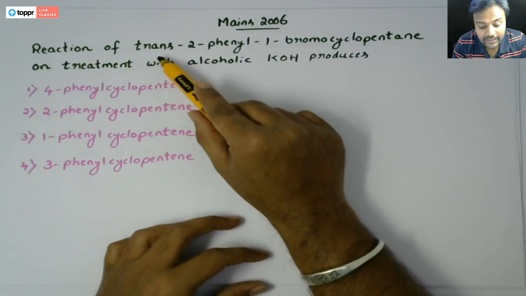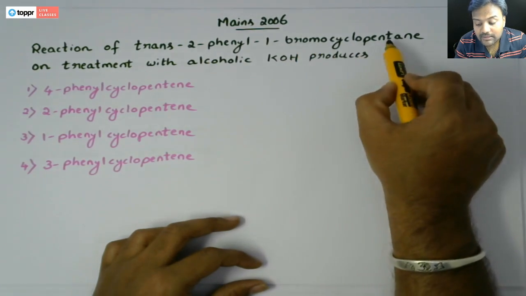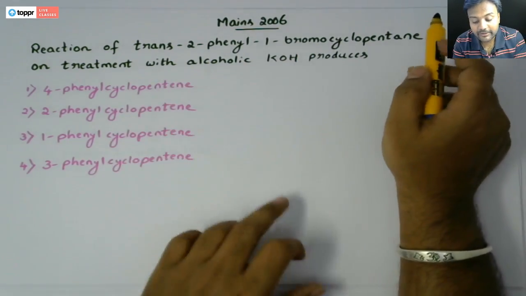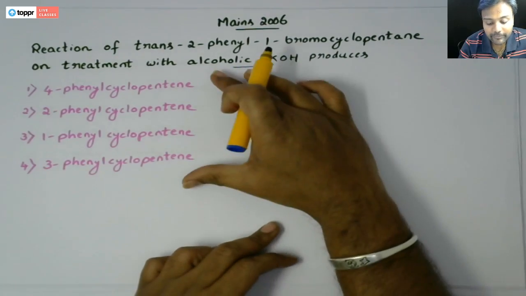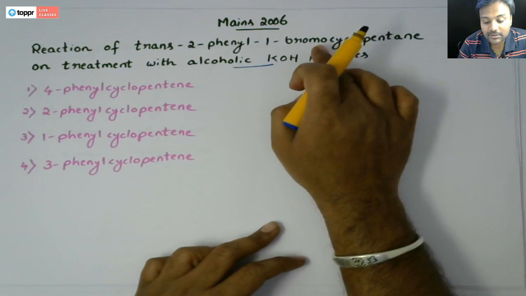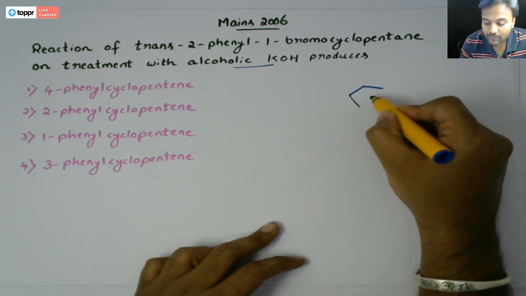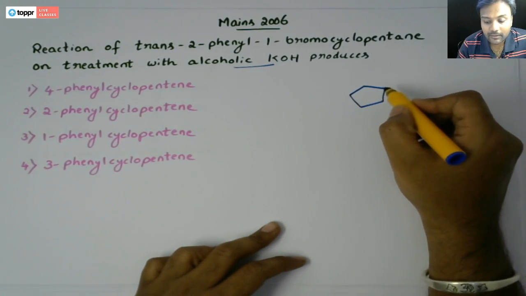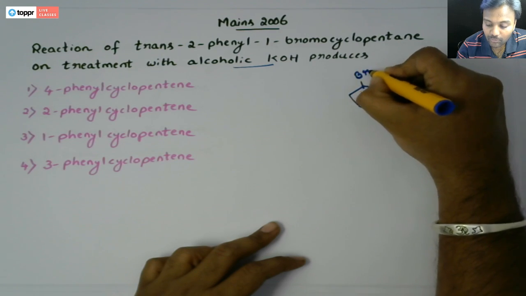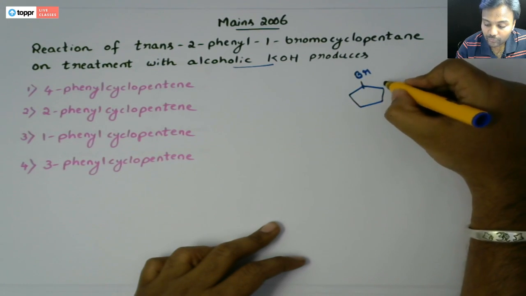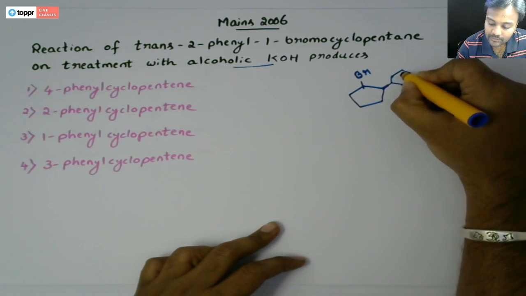This reaction of trans 2-phenyl 1-bromo cycloalkane is treated with alcoholic potassium hydroxide. So before looking at the options, let us draw the structure of this compound. Cyclopentane, how does it look? Cyclopentane, right? 2-phenyl 1-bromo. I'm just writing here 1-bromo. Then you have 2-phenyl. Okay, this is the phenyl group.